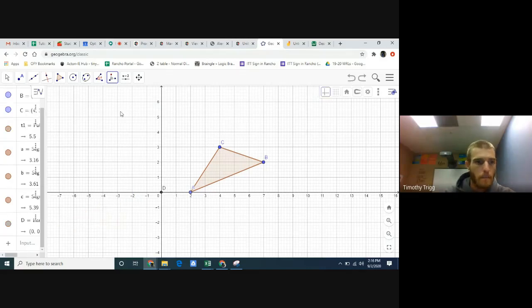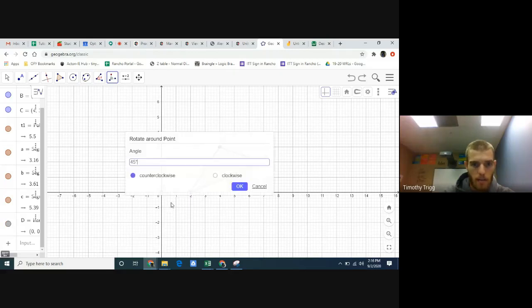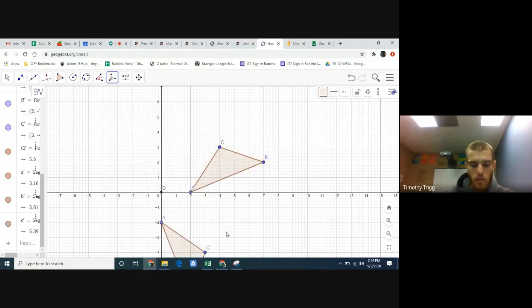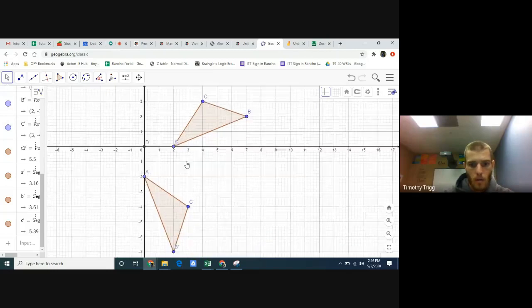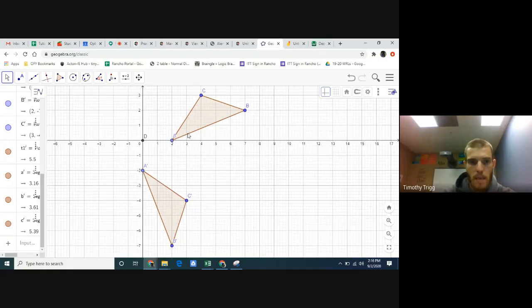So let's go back a second. Rotate tool. Where is it? Rotate around a point, rotate this around this. In this case, we want to do 270 degrees counterclockwise. So it ends up here. So it looks like point A goes from (2, 0) to (0, -2). Point B goes from (7, 2) to (2, -7). And C goes from (4, 3) to (3, -4).